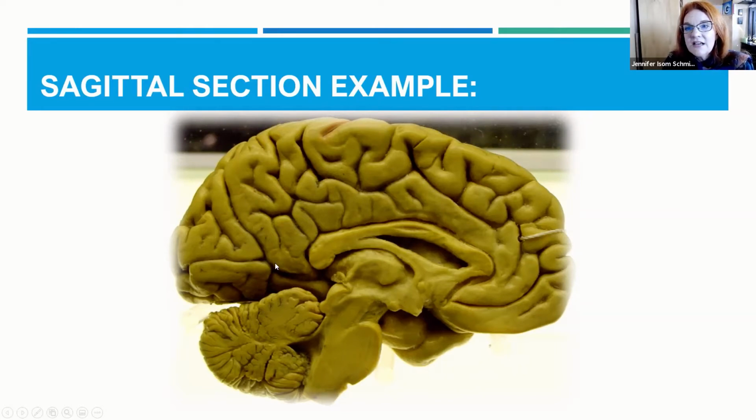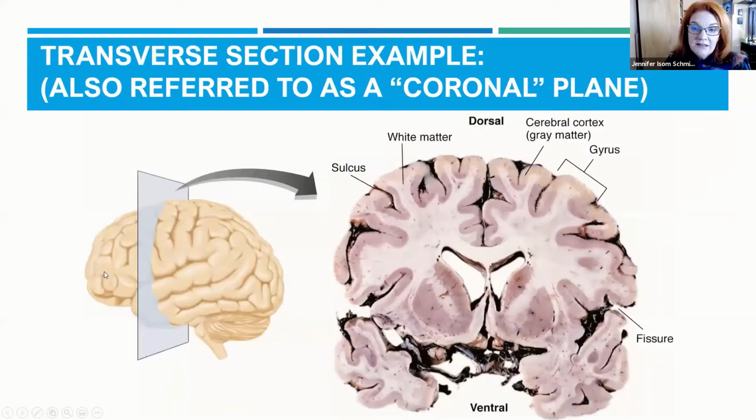Now, a sagittal section or sagittal view shows the entire side of the brain. It could be from the inside. It could be a view like this, where you're looking at the outside, but this is a sagittal view. Okay, now let's look at this last one. This is a transverse section.